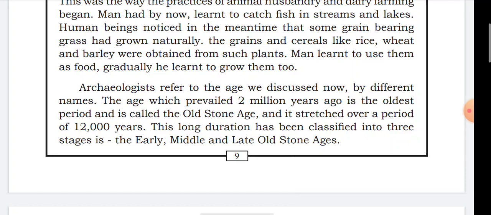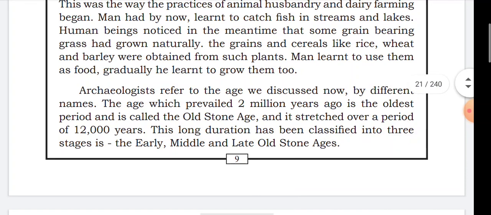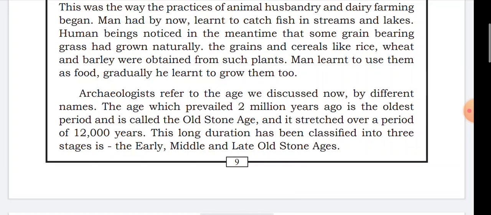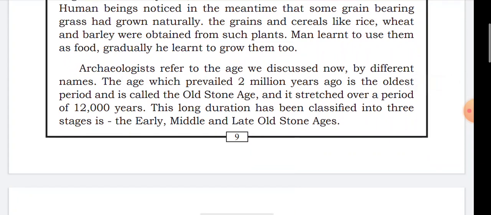They obtained grains and cereals, for example rice, wheat, and barley, from such plants. Man learned to use them as food, and gradually he learned to grow them too. So, after seeing it, they learned how to use them as food, and gradually he learned how to grow them, and this is how agriculture flourished.